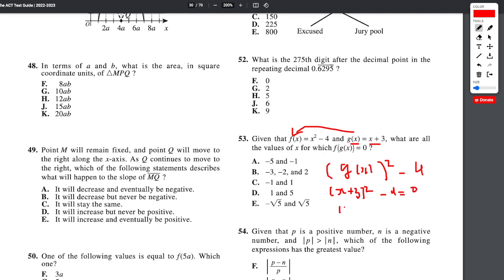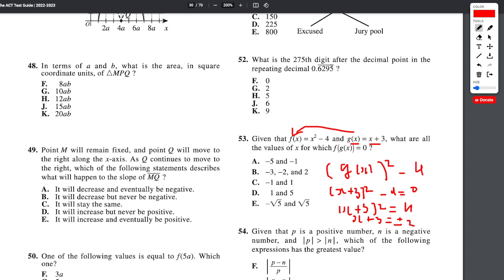So, x plus 3 squared equals 4. So, x plus 3 equals plus or minus 2.